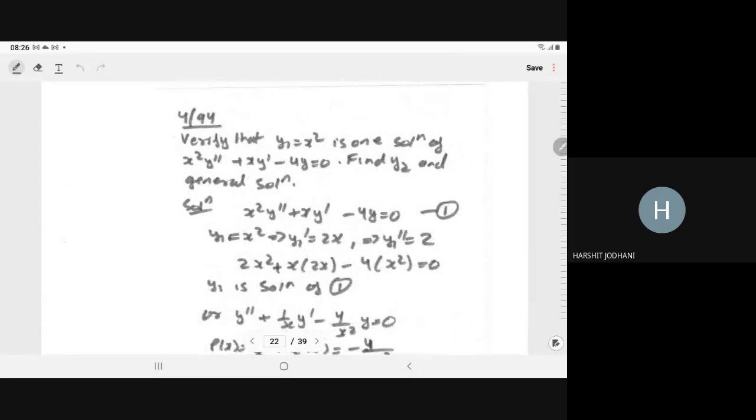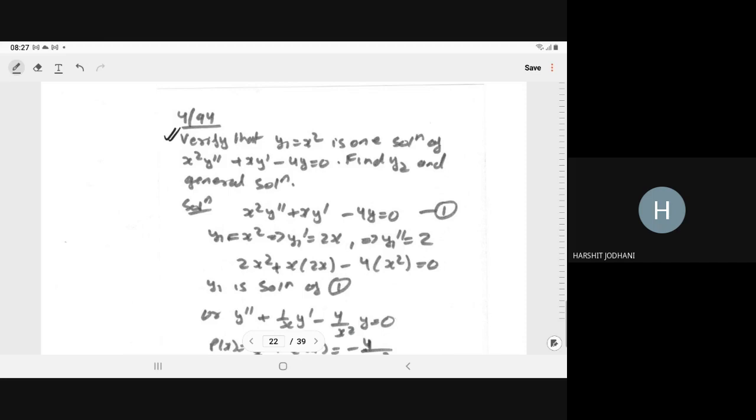Now let us start the question over this. Any doubt in this part, in understanding how we have computed the second linearly independent solution? Any concept you want to ask? Great. So verify that y1 is equal to x square is one solution of the equation x square y double dash plus xy dash minus 4y is equal to 0. Find y2 and the general solution.